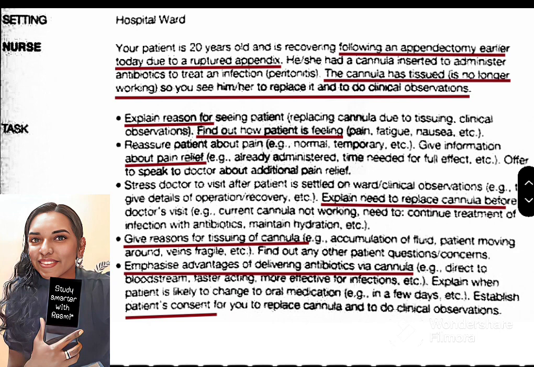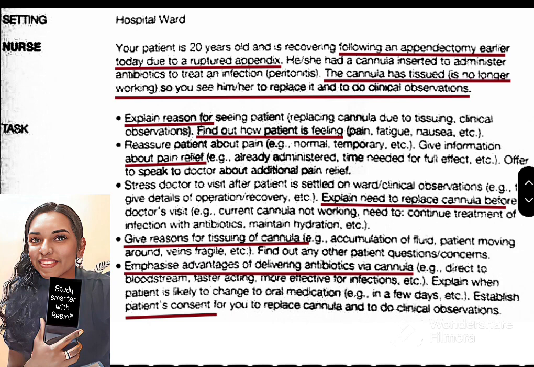Because when he comes here, he will ask me about your clinical observation, that is the vital signs and all. So if you allow me to do the recannulation and the clinical observation, it will be beneficial to produce a report in front of the doctor.